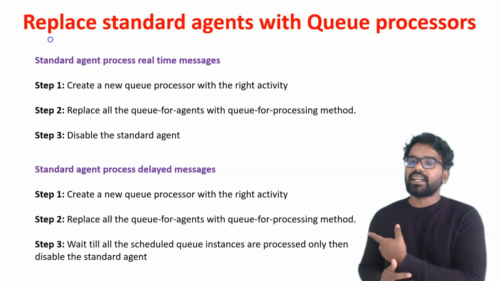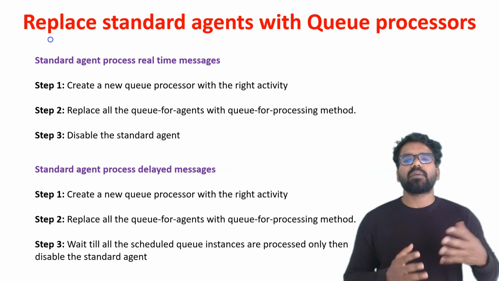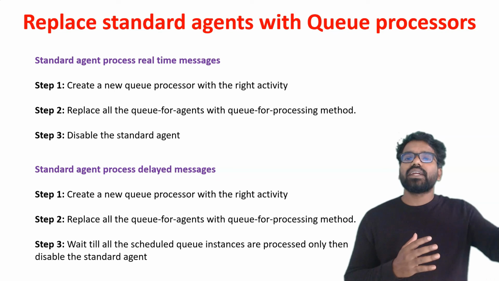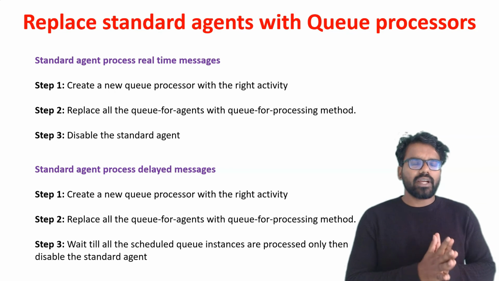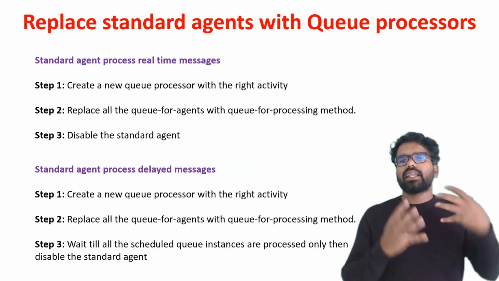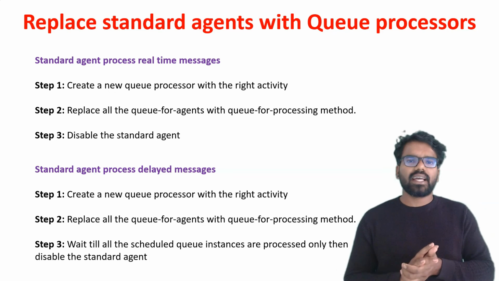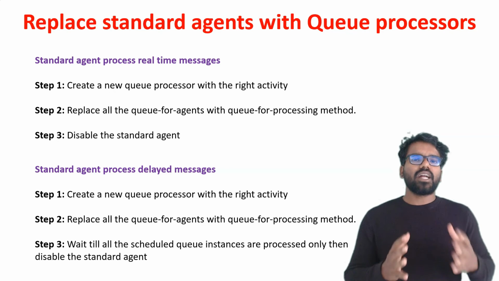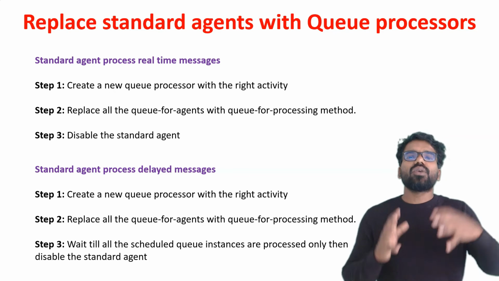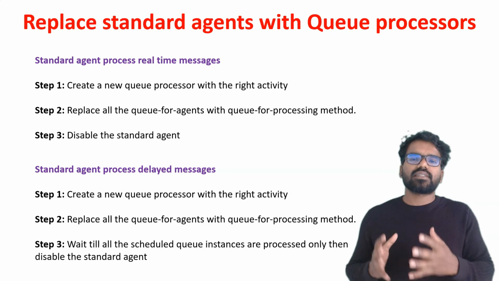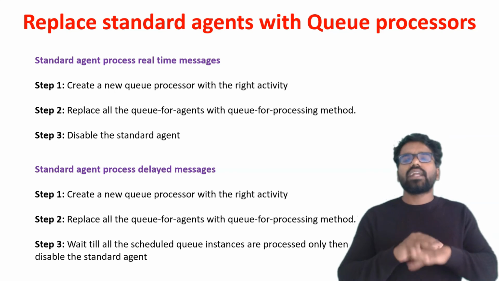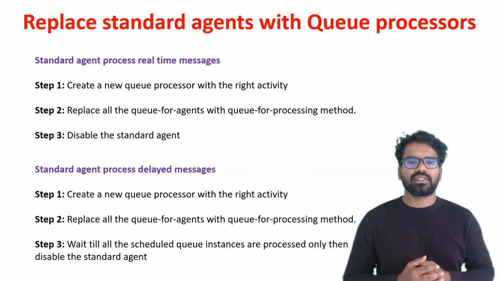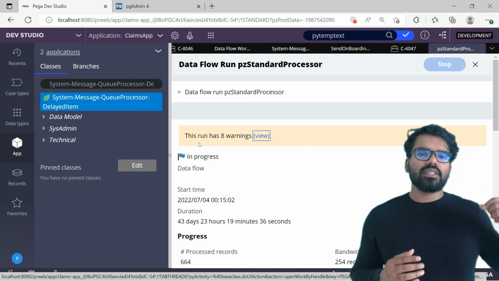But there can be a second criteria where your standard agent can be processing some delayed messages, like some of the queue instances that get scheduled like 2-3 days afterwards. In such a situation, you can follow the first two steps. You can create a new queue processor, you can put the activity there, and then you can change every place wherever you use queue for agent into queue for processing. But you cannot straight away disable the standard agent. You have to wait until all the queue instances are successfully processed by the standard agent. And if there are no more queue entries waiting for the standard agent, then very well you can disable the standard agent. So these are all the things which I want to explain in this queue processor video.